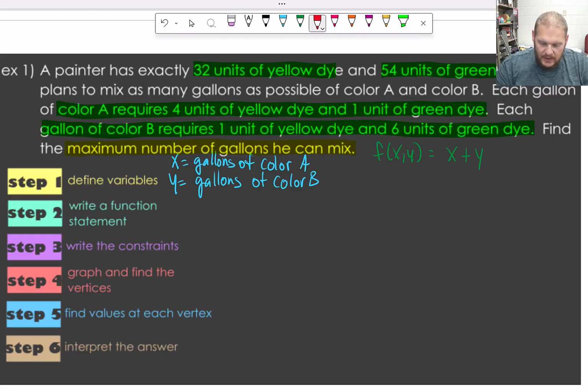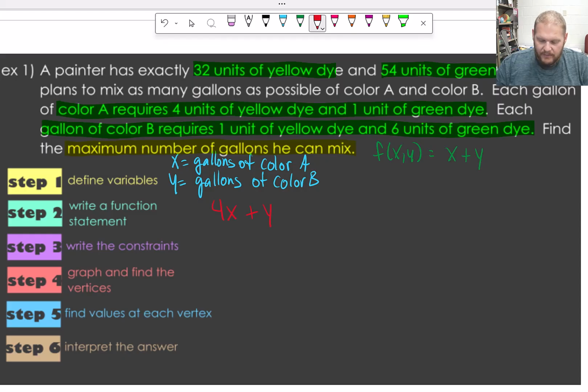If we're looking at my yellow dye, I have 4 units required for each gallon of color A, so 4 times X, and then I need 1 unit of yellow for color B, which was our Y value. So those two things added together, 4 for every gallon of color A plus 1 unit for every gallon of color B, represents how much yellow dye tint I'm using.